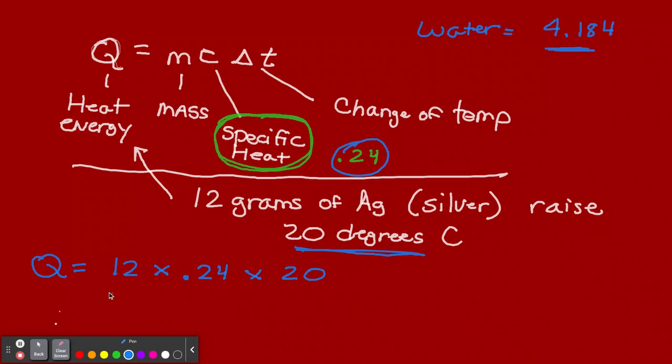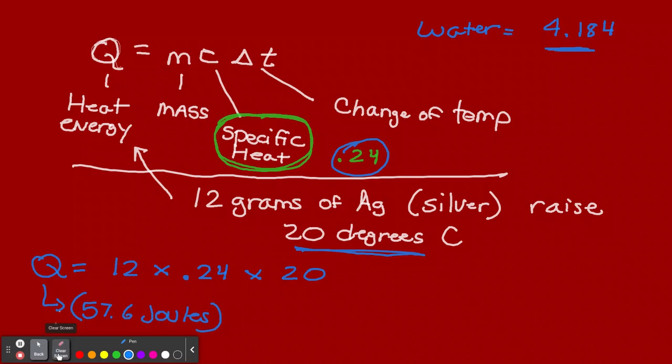So if you multiply all that together, you're going to find that the heat energy, Q, is going to be 57.6 joules. That's how much heat energy you need to raise 12 grams of silver 20 degrees.